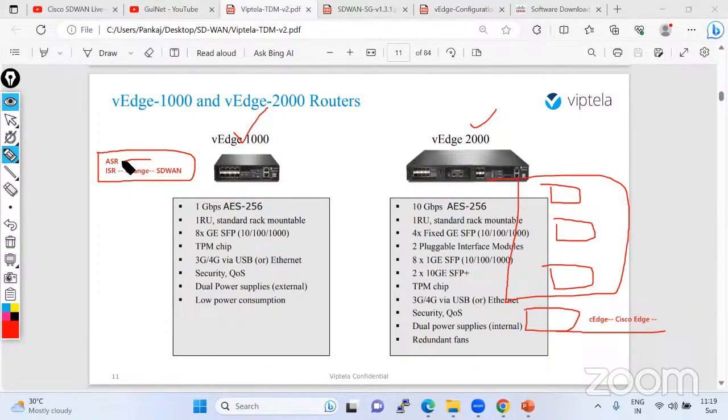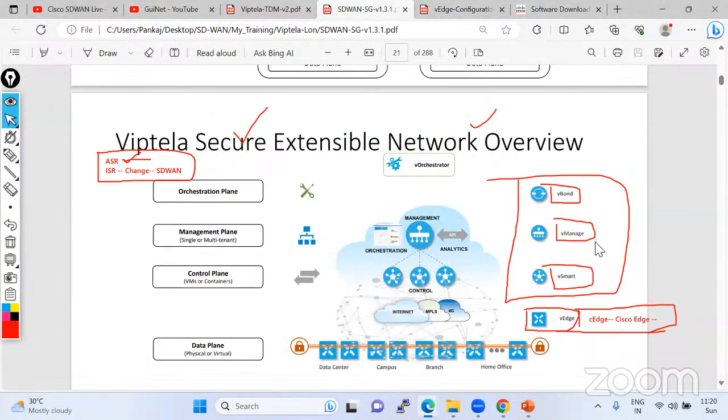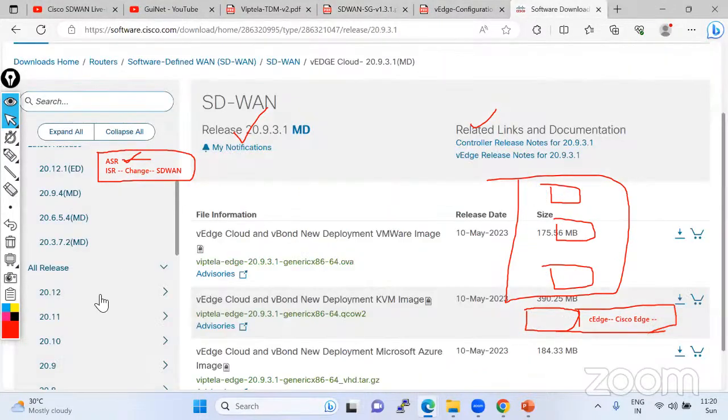So that's why, when an ASR or ISR router is compatible with the SD-WAN solution, they just renamed it as Cisco Edge. So this was the second development, right? But your controllers are going to remain the same. They are not going to be changed: VBond, VManage, and VSmart. And it was happening till this software.